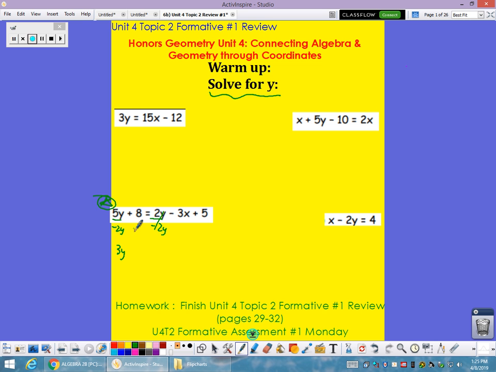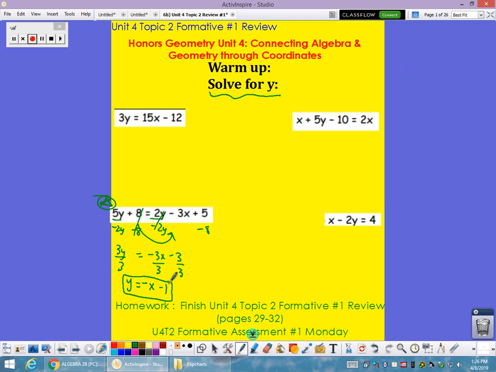All right, I want the y's by themselves, so I'm going to move the 8 over here. I'm going to subtract 8 from both sides, and notice I put it under the 5 because it matches up. That cancels. Here I still have the negative 3x, and what is that, negative 3? Then I want to get y by itself, so I need to divide by 3, and I divide each term by 3. So y equals negative 1 over 1, so it just simplifies to negative x minus 1. That would be solved for y.